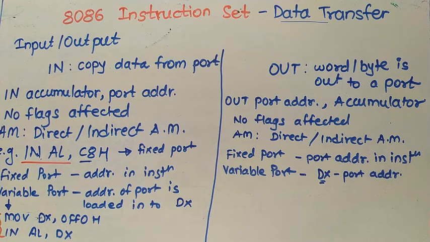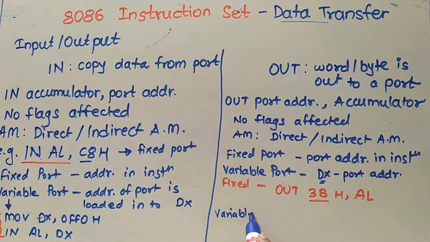Now let's see the example for fixed port. Example is OUT 3BH, AL. So here what happens? The contents of the AL register are copied to the port address 3BH. So this is fixed.